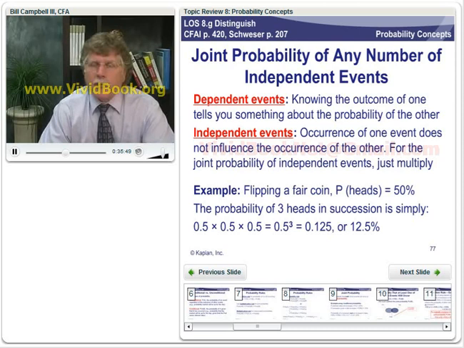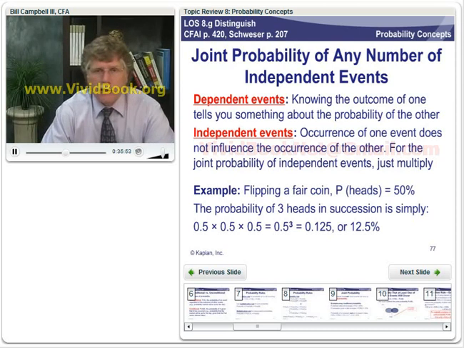And they're independent. So if we wanted to know the probability of getting 3 heads in a row, the multiplication rule says it's the probability of getting heads on the first try times the probability of getting heads on the second try times the probability of getting heads on the third try. If it's a fair coin, those are all 50%: 0.5 times 0.5 times 0.5 is 0.125, or 12.5%. 1 chance out of 8 that you'll get 3 heads in a row with a fair coin.